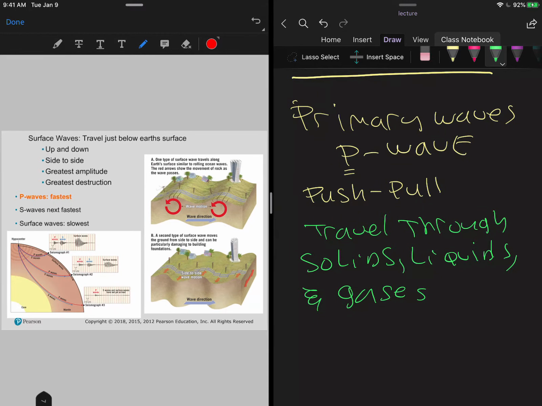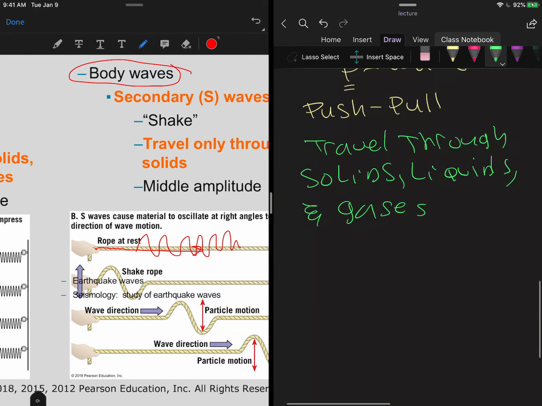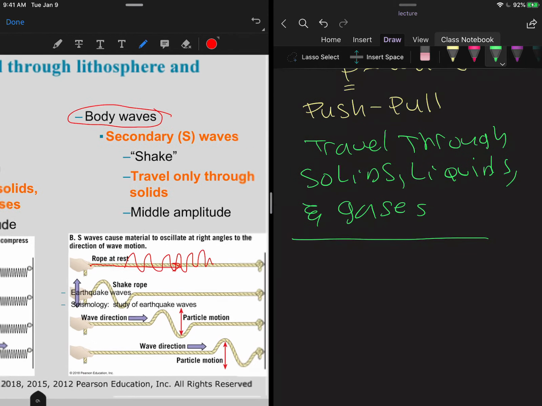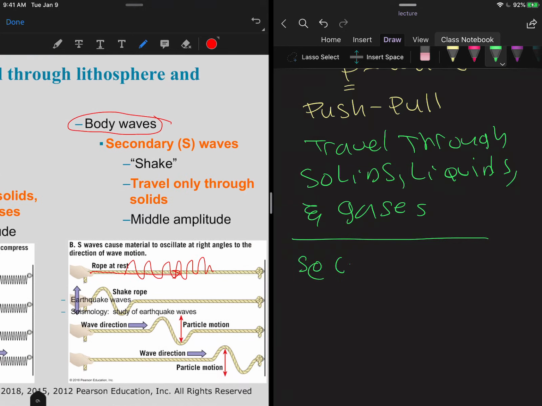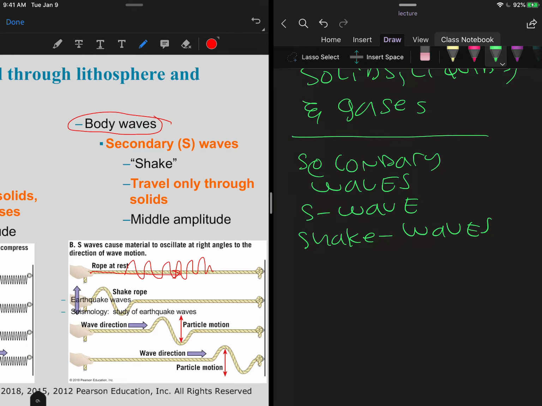So next are what are called secondary waves or shaking waves. As the wave travels in this direction, it shakes the ground up and down. But these waves also travel inside the earth. They're body waves. The next kind of wave we're going to look at are called secondary waves, or S waves for short, or even shake waves. And these waves only travel through solids.